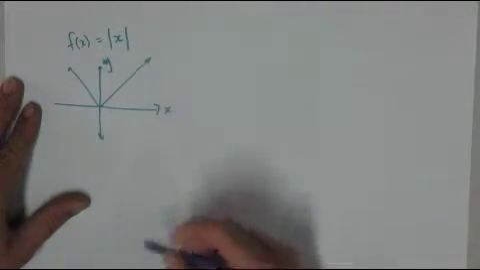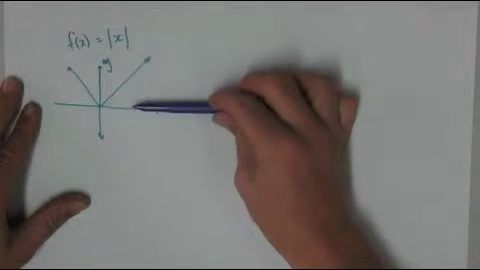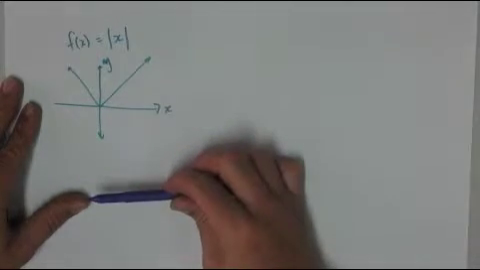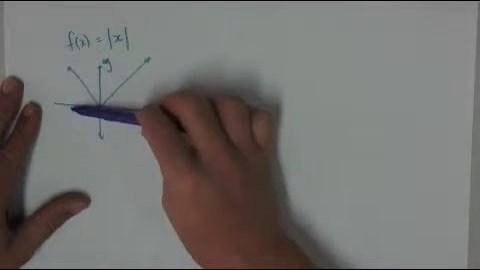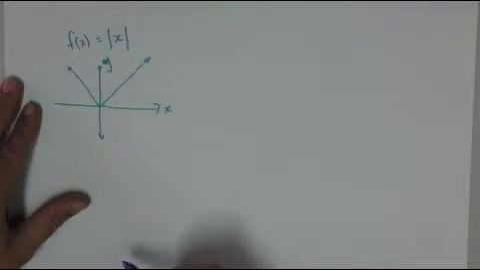Y, x, where everything is positive. It is above that y equals 0 mark. So any negative value that you put in, you get a positive answer out. And that's what the absolute value function does.